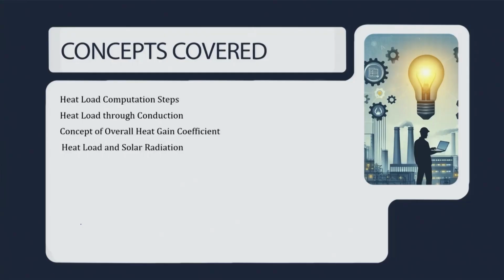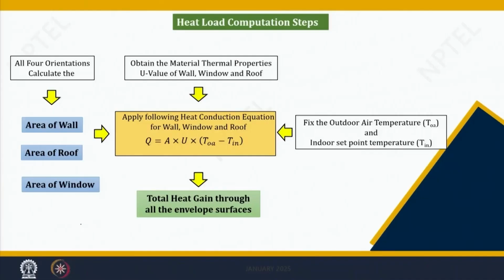In lecture number 11, we will start with the very basic computational steps of heat gain, and we will discuss the heat gain through the conduction method. We have some idea, as we have already discussed that in the very first chapter. We will discuss the concept of the overall heat gain coefficient, and also how the heat gain changes due to solar radiation. So, first of all we will start with a flow chart.